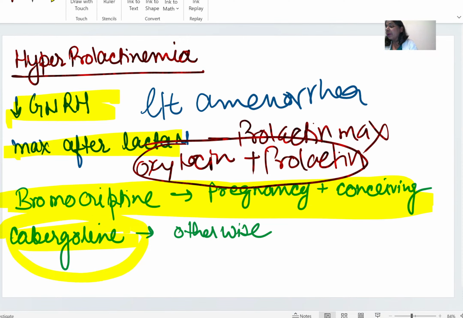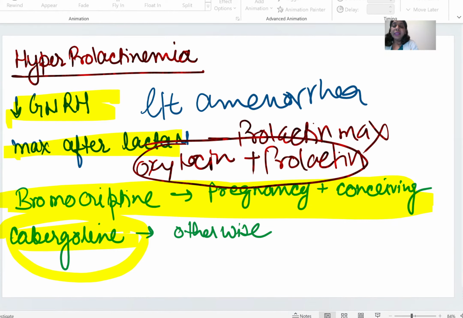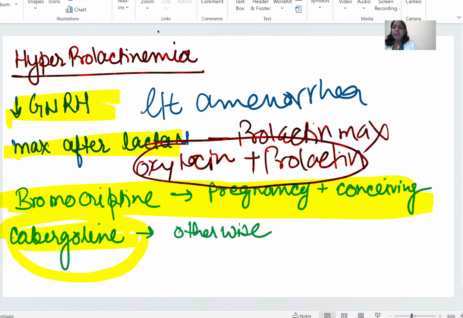Why don't you give cabergoline in pregnancy? Because it interferes with ovulation. It interferes with ova growth. So abortion can occur. So that is why if the lady is not planning pregnancy, then we will always give cabergoline. Dr. Isra is asking, is it maximum in pregnancy or after lactation? It is maximum after lactation.